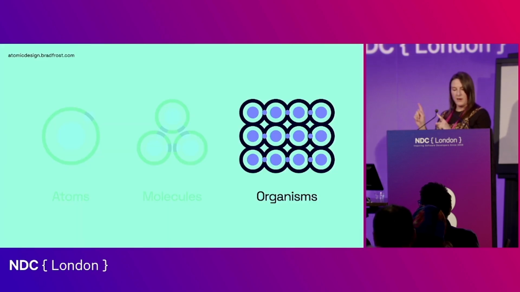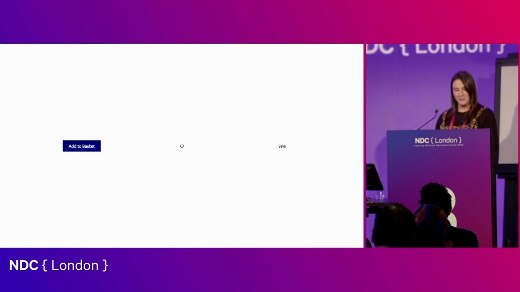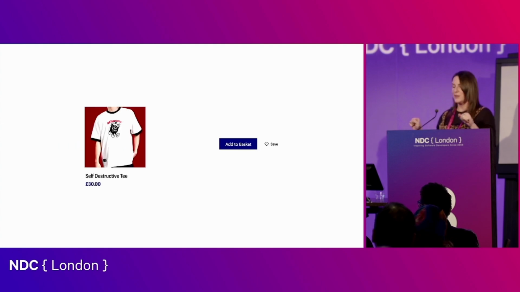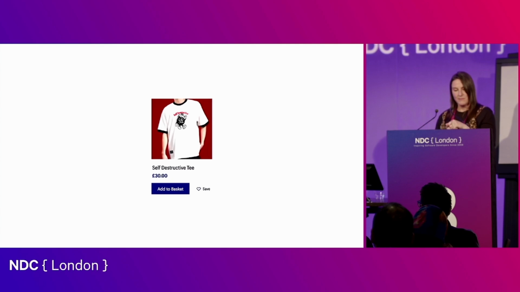And then lastly, we have organisms. So in a similar fashion to what we had with molecules, organisms are made up of two or more molecules combining. So if I quickly just make another molecule here out of my atoms, ta-da, now I have two molecules and I can combine them, and then we've got an organism. Now this is like a product card. This is a full reusable component that we can use within our design.